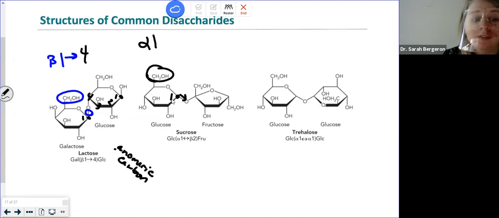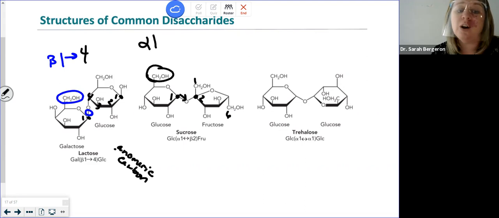Here's the 1. Now go to your next sugar. Where's your anomeric carbon? Be careful with this one. Participating in 2 bonds with an oxygen. It's right here. Now you've got to be very, very careful. This is not carbon 6. What carbon is this? This is carbon 1 because it's bonded to the anomeric carbon. So this is carbon number 1. This is carbon number 2. 3, 4, 5. This is carbon number 6.